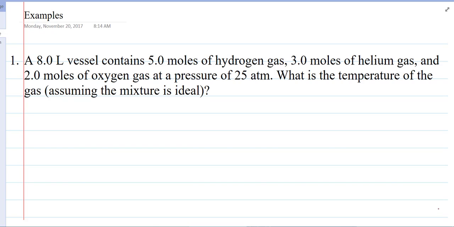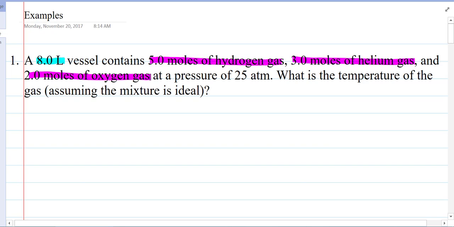So let's dive in. 8-liter vessel. So that's an 8-liter vessel. That's a volume. Contains 5 moles of hydrogen, 3 moles of helium, and 2 moles of oxygen gas at a pressure of 25 atmospheres. What is the temperature of the gas, assuming the mixture is ideal? Well, this is PV equals nRT. We're solving for T. So T would equal PV over nR.